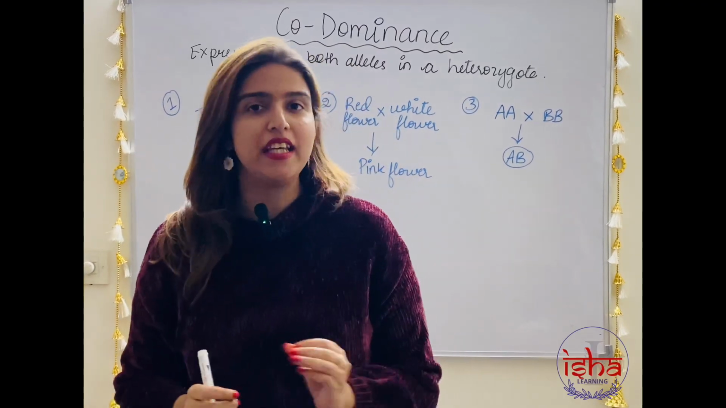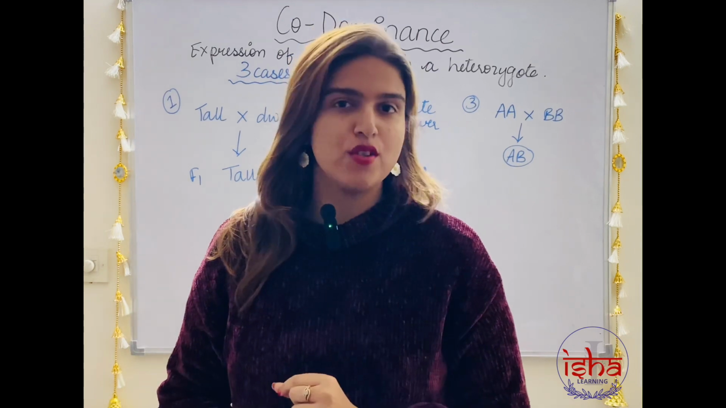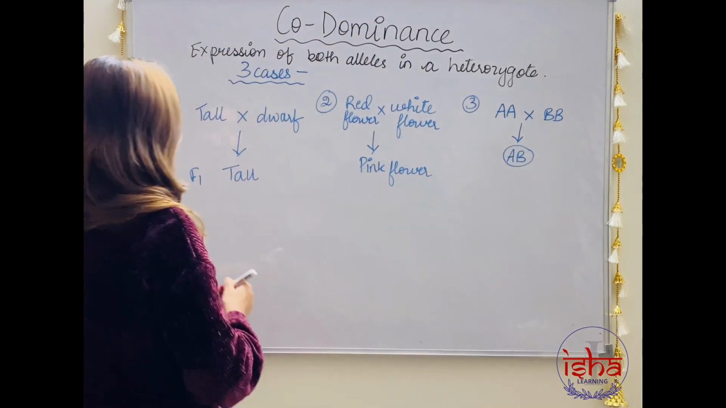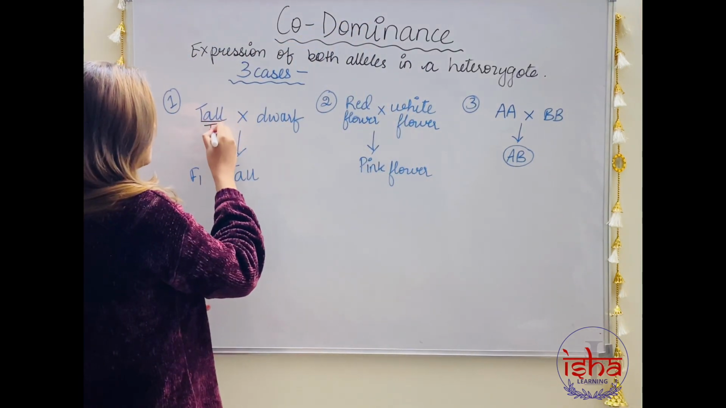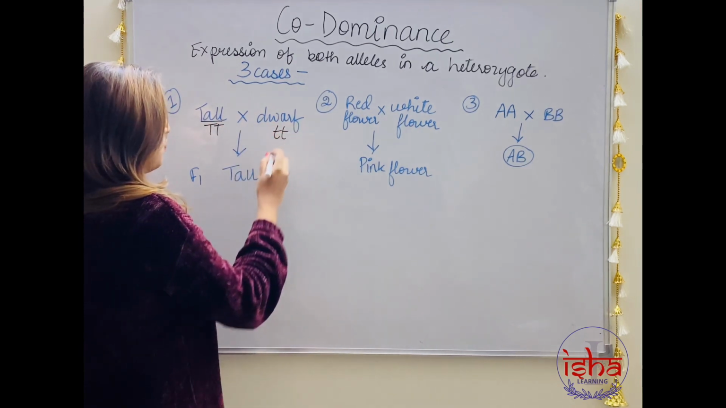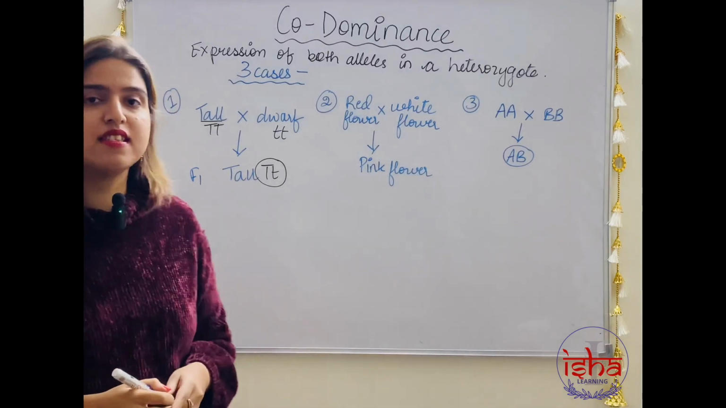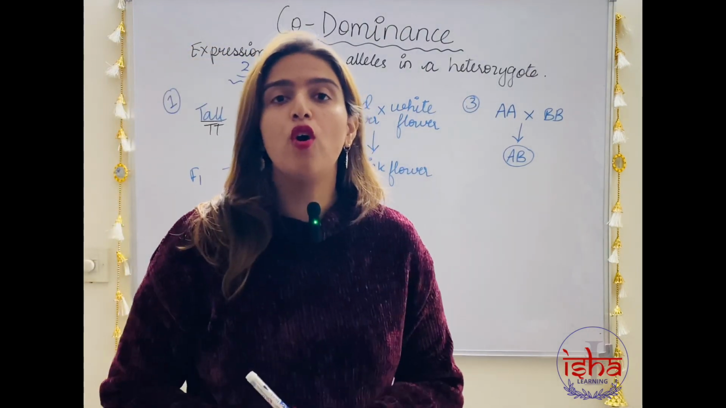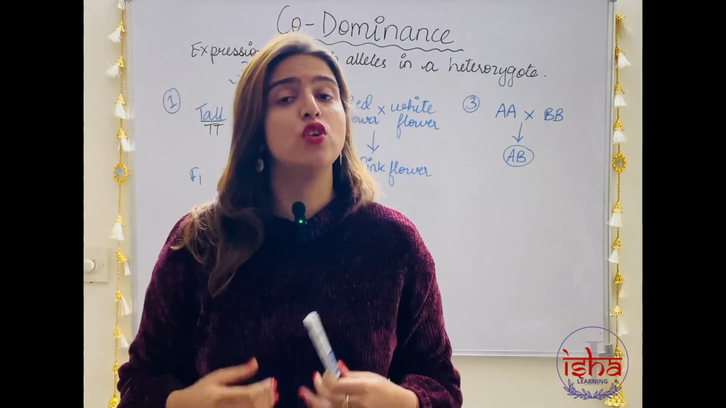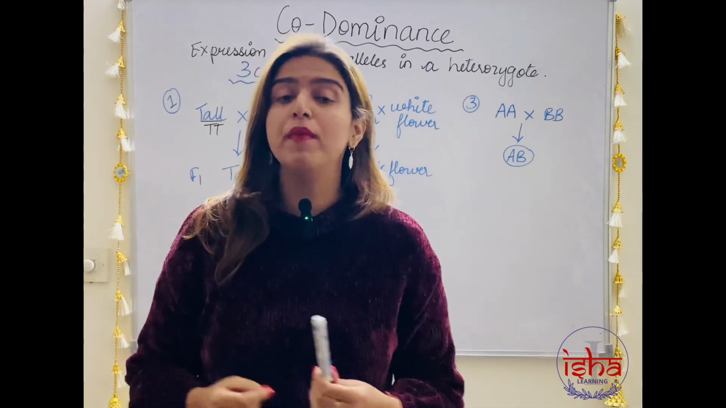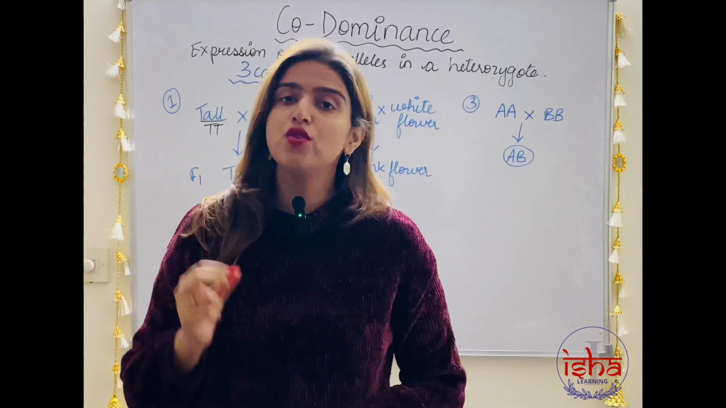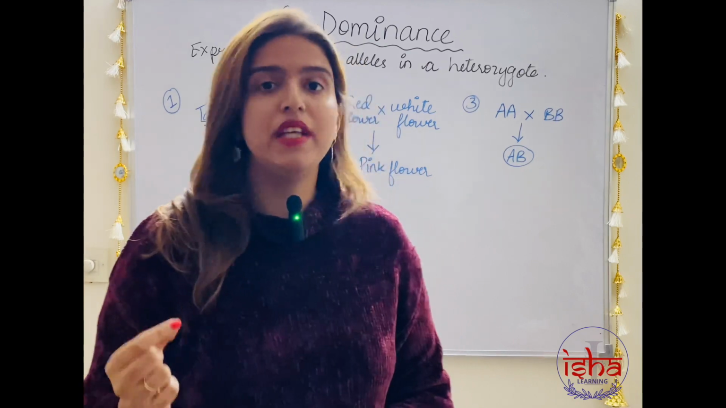We have already looked at three cases. The first case is when there is a dominant allele and a recessive allele, and when the offspring is formed, the dominant allele expresses itself, and according to the law of dominance, we get the dominant phenotype.